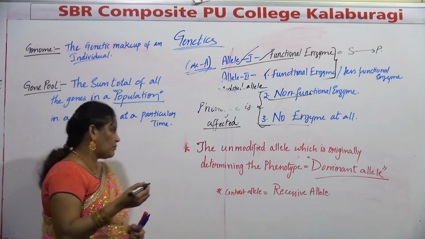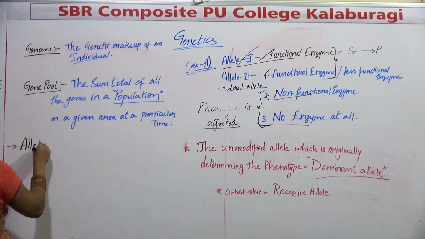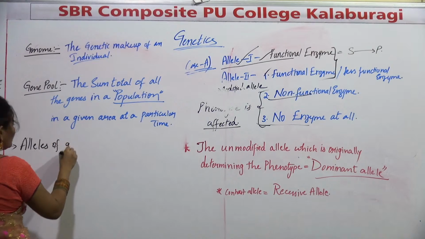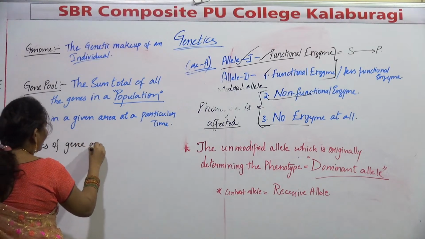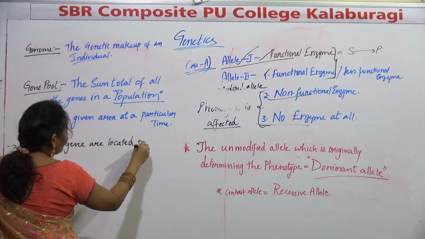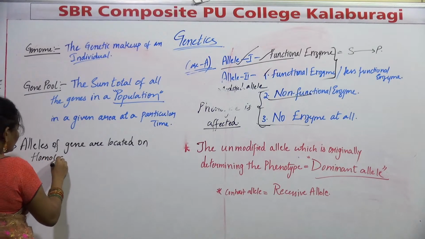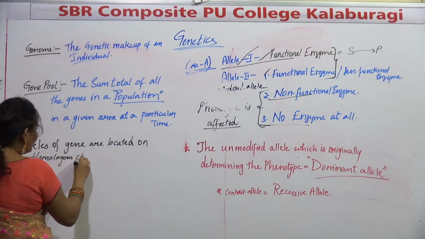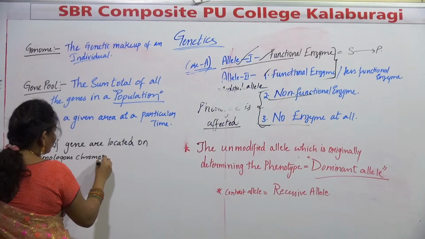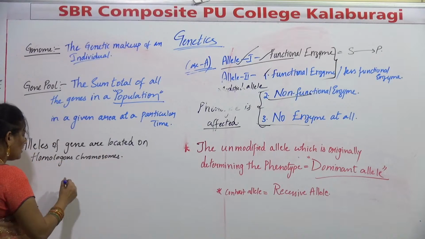Remember the statement: alleles of a gene are located on homologous chromosomes. Okay, so see here.